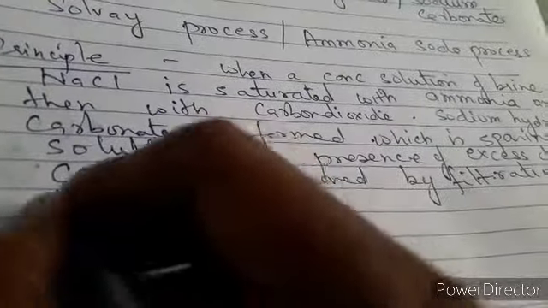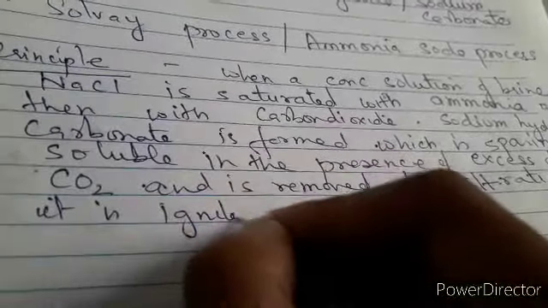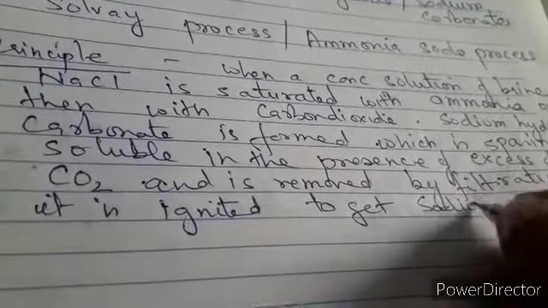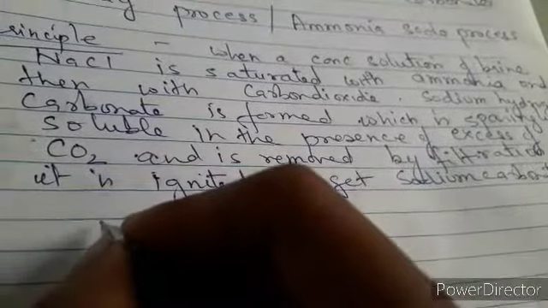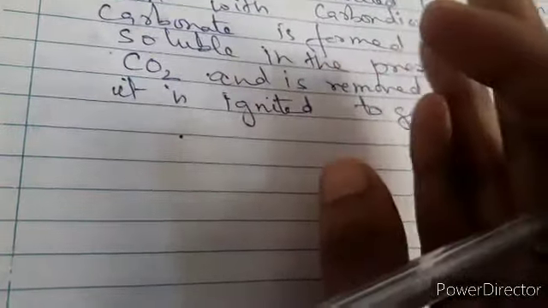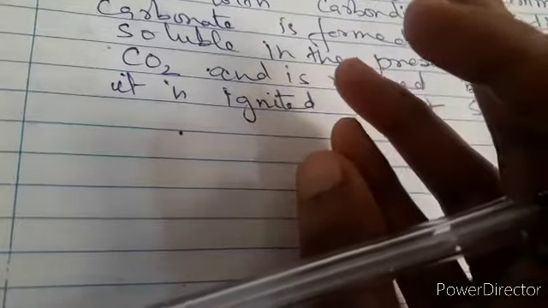Where it is ignited to get sodium carbonate. So what we have written is that we are using a concentrated solution of your brine, and in that we are saturating with ammonia and then with CO2, then sodium hydrogen carbonate is formed. It is easily removed by filtration, and you pass CO2 through it. Later on when you heat or ignite sodium bicarbonate, you will get sodium carbonate.